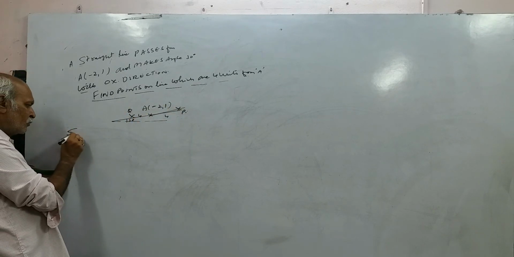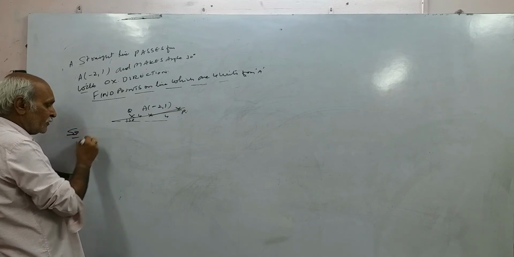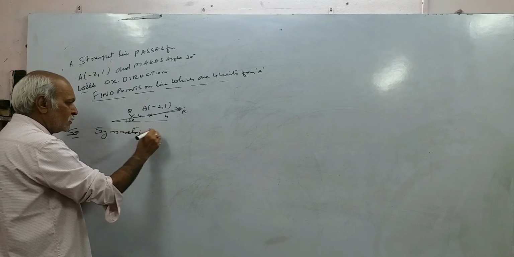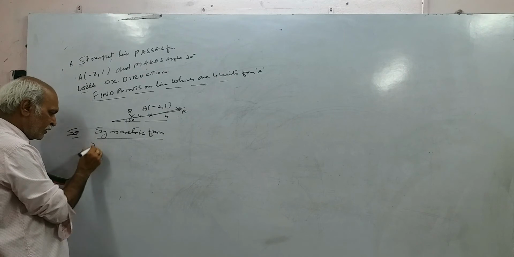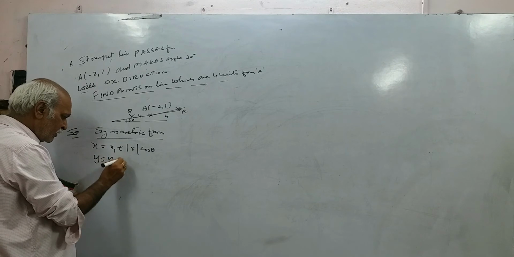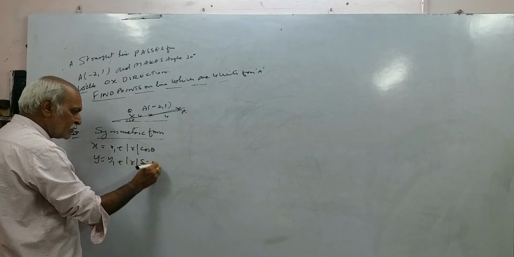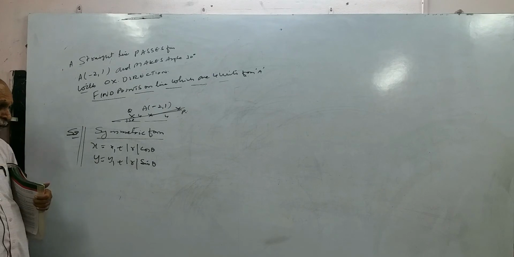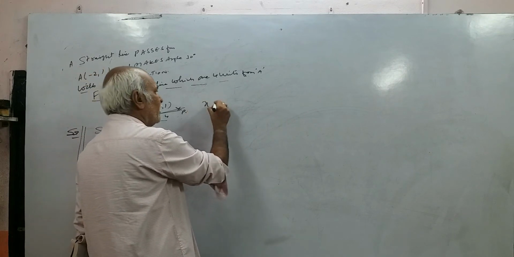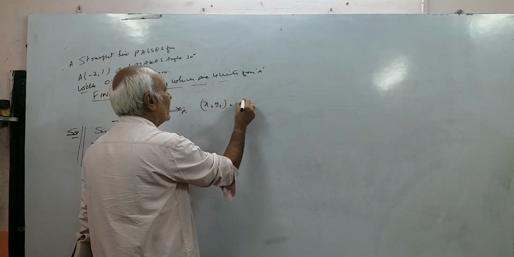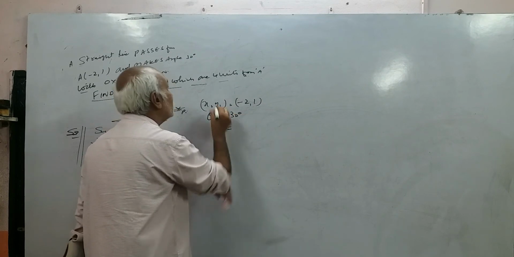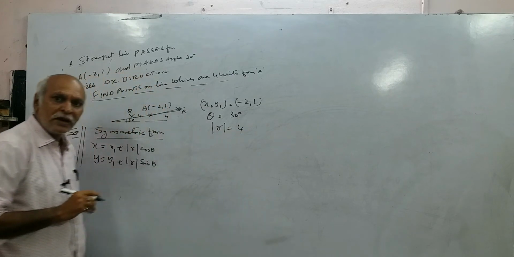Now solution is this. How to find out this? It is called symmetric form. What is that? Symmetric form. X is equal to x1 plus modulus r cos theta, y is equal to y1 plus modulus r sin theta. Now look at the formula. X is equal to x1 plus modulus r cos theta, y is equal to y1 plus modulus r sin theta. Here x1 y1 is minus 2 comma 1, and what is the theta value? 30 degrees. And what is the modulus r? How many units have I given? 4. Modulus r is 4.